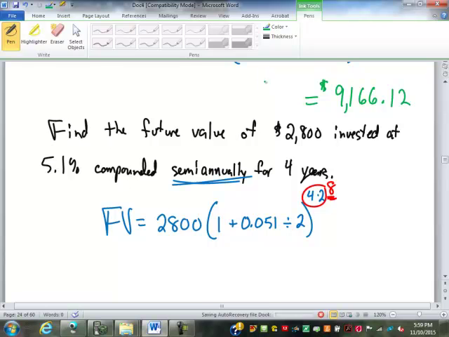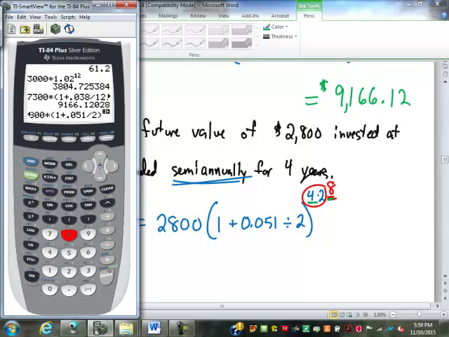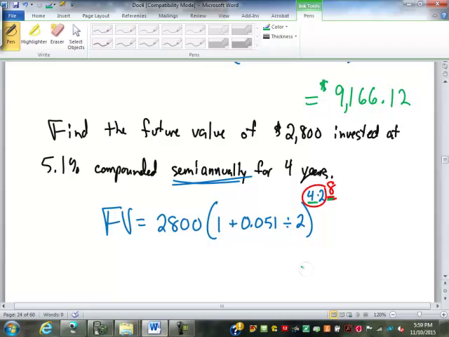No, that won't do it. That'd be completely different. You have to combine the 4 and 2 to get a power of 8. Separately, it would give you nonsense. Yep. So 2,800 times 1 plus 0.051 divided by 2. Very good question, though, because some people do try that. To the power of 8. 3,424.86.